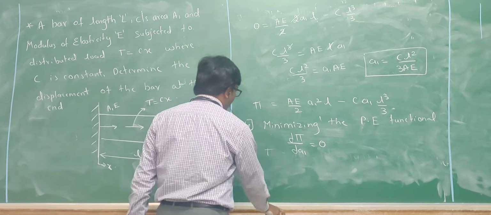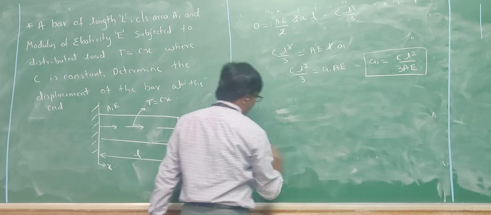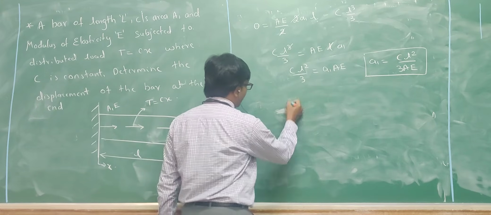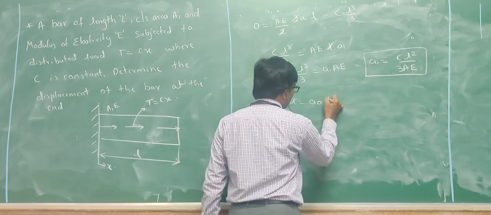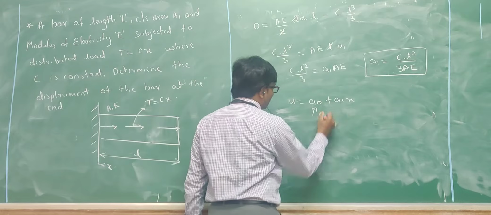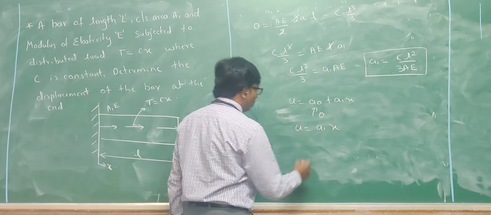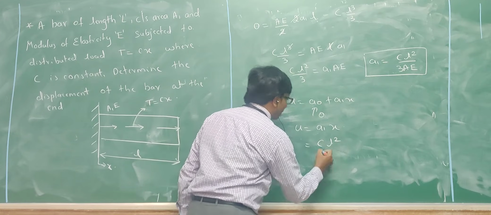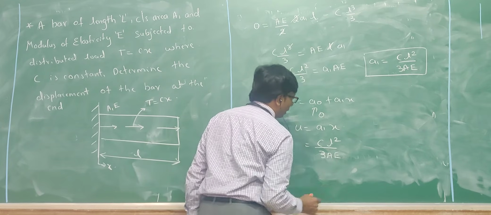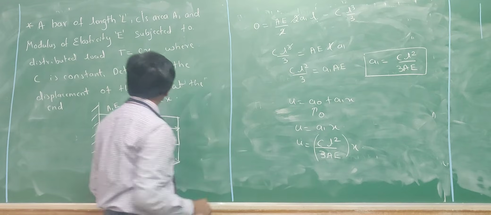So finally we need to find out the value of displacement. So what is the displacement equation we had got? If you just see the previous equations, we had an equation u is equal to a0 plus a1 x. Okay, so we got the value of a0 as 0. So u was a1 x. So what is the value of u now? It becomes c L square divided by 3AE into x.